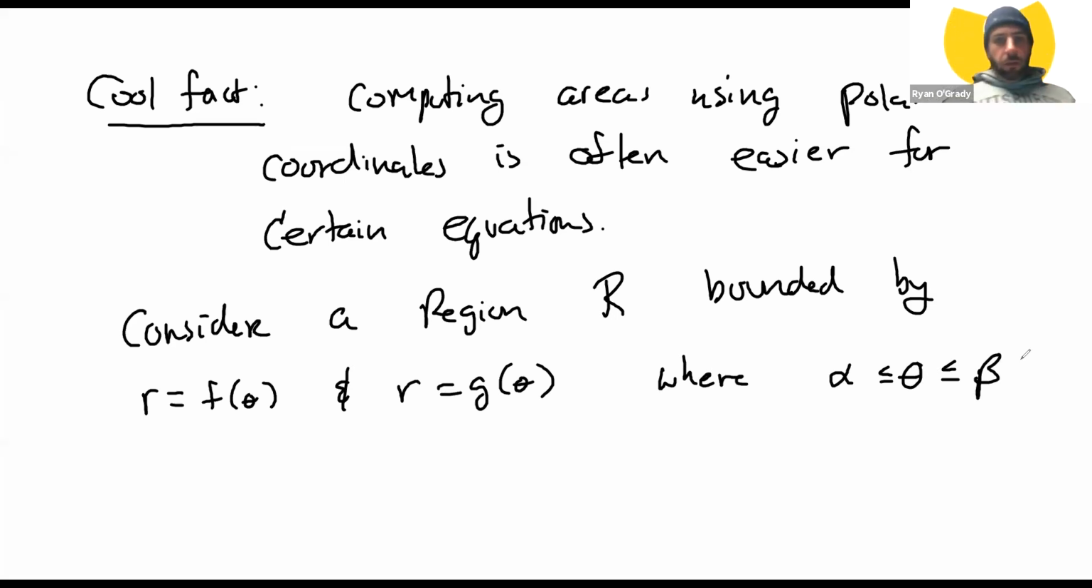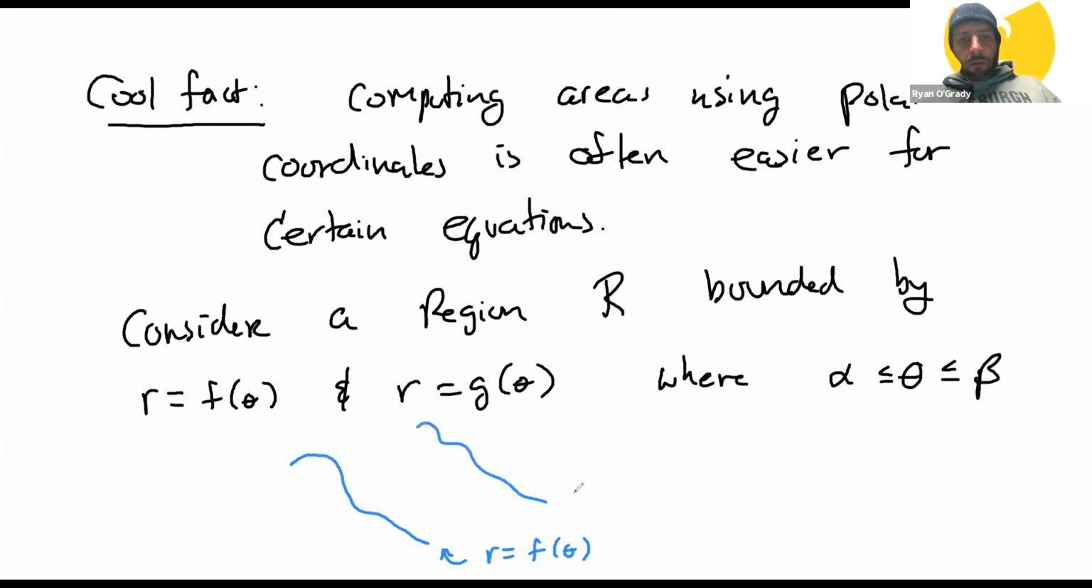Well, a region like this would be, you take two polar curves. So one might look like this, and we'll call this r equals f of theta. And then maybe it has another boundary. Maybe it looks like this. So here's our polar region. We'll call this r equals g of theta.